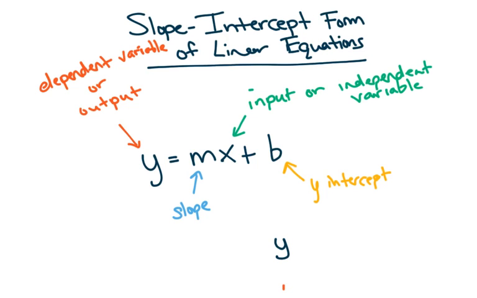An example would be something like y equals 3x minus 2. In this case, y is your dependent variable, your output, and your slope would be 3. x would be your input, and your y-intercept would be -2. It tells you a lot about this particular linear equation and what you can do with it. This is just your introduction to slope-intercept form of linear equations.